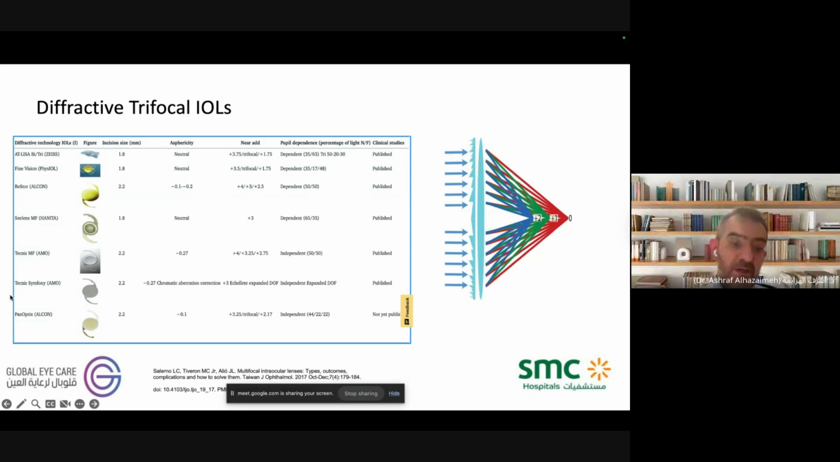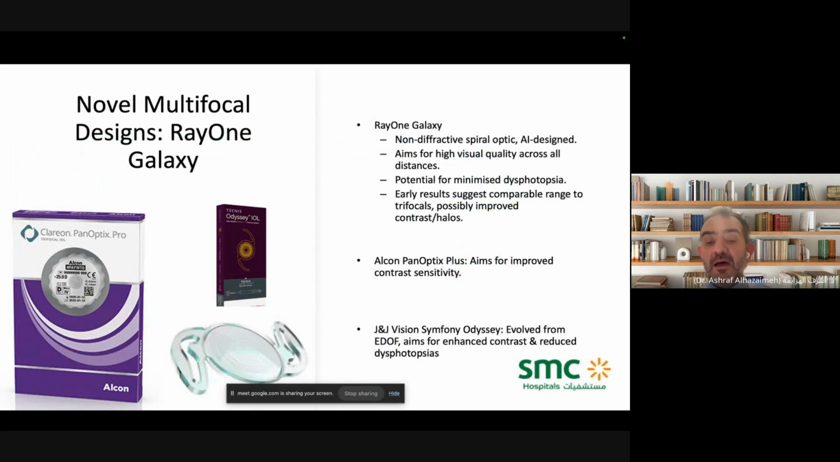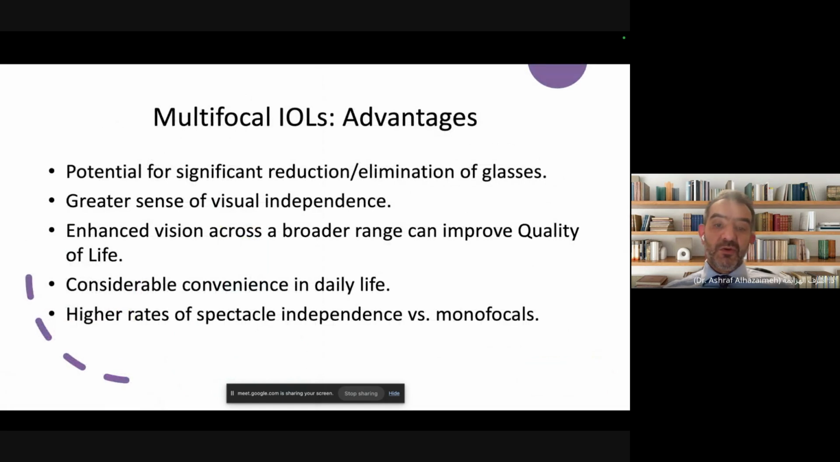Myself, I use mainly the Panoptics, the Symphony thickness, which we will discuss the advantages while we go through. Another type of trifocal IOLs and advancement in the multifocal are the Ray 1 Galaxy, Alcon, Panoptics Plus, and Odyssey, which are expected to reach the market soon.